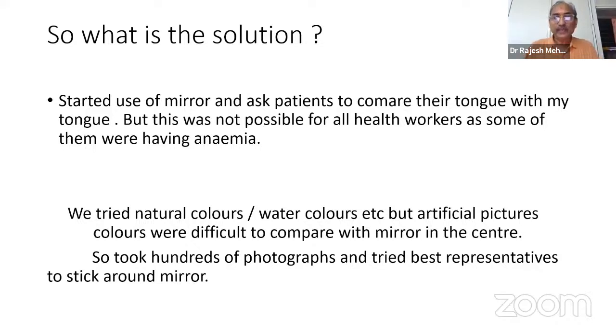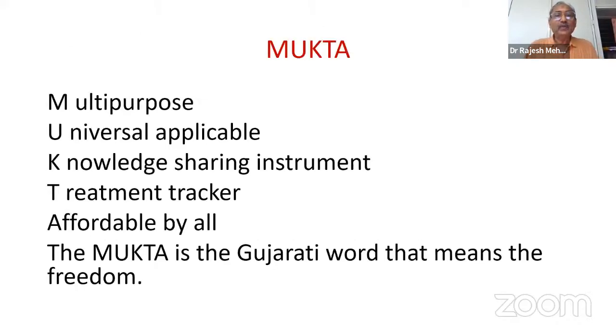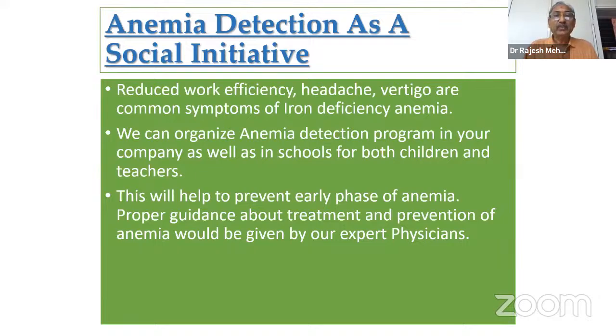It is being used. So it is a very simple tool, which is a multi-purpose, universally applicable, knowledge sharing instrument and treatment tracker. You continue the treatment till you become red, and it is affordable by all. Mukta means anemia mukta. We want to make people free from anemia. And this is why it was used.